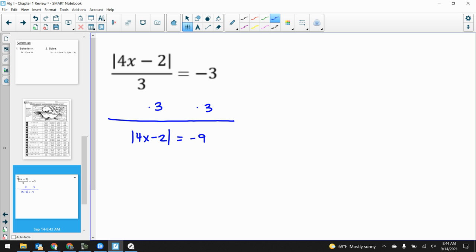You might go through the process and think, oh, I do 4x minus 2 is equal to negative 9, and then I do 4x minus 2 is equal to positive 9. And you might think that you get answers. But if you were to go through and plug those answers in, they would not be correct. They would not be actual solutions. So you have to be very careful. Even though it may look like there would be solutions, there are no solutions because it's equal to a negative.